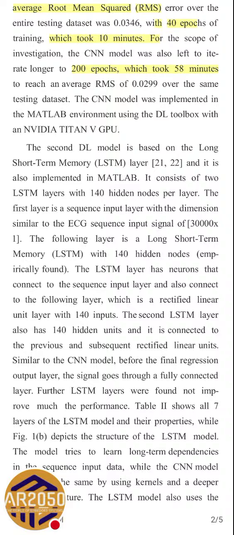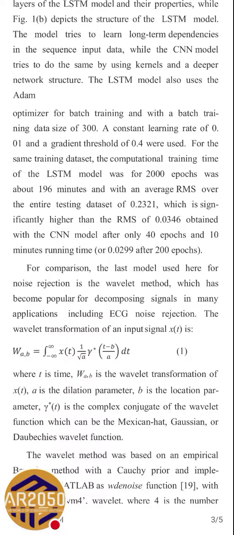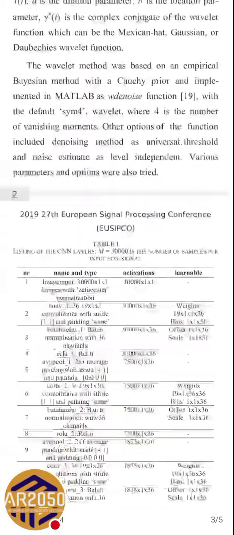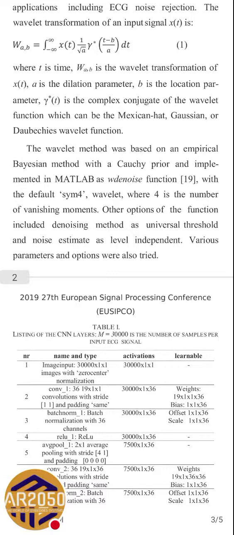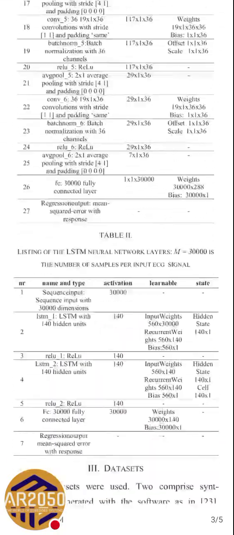The second DL model is based on the LSTM. We are not going into the detail of the LSTM. Right now, we are only focused on the CNN based models. But for the wavelet transformation, they also use a wavelet method based on the empirical Bayesian method with a Cauchy prior, implemented in MATLAB as the wdenoise function. They have a wdenoise function in MATLAB for the wavelet denoising. They compared their results with that.